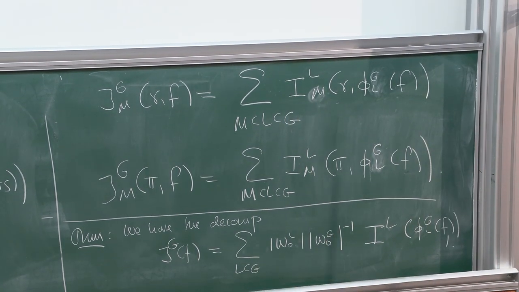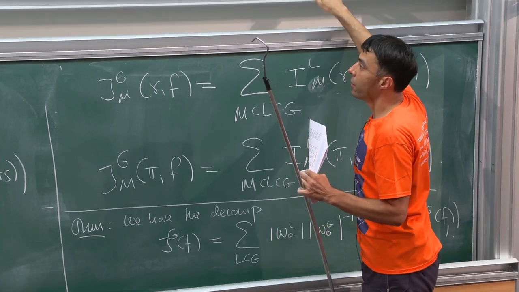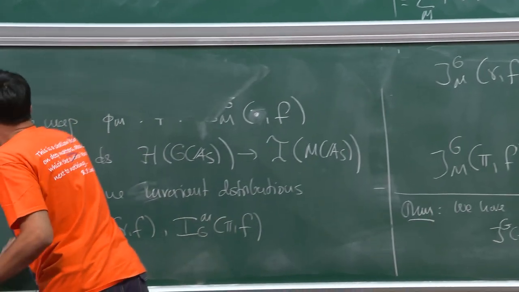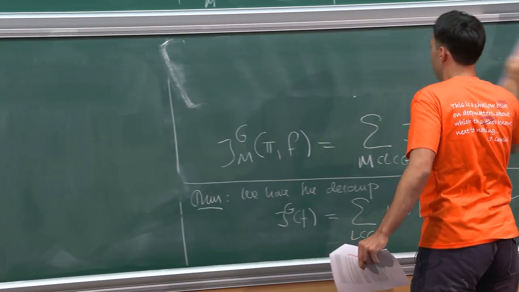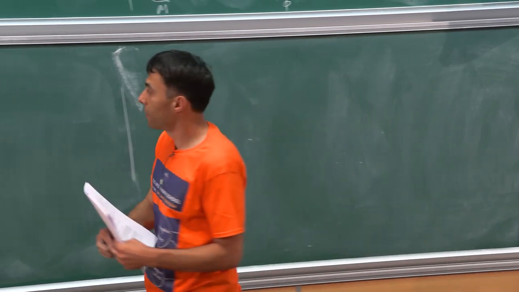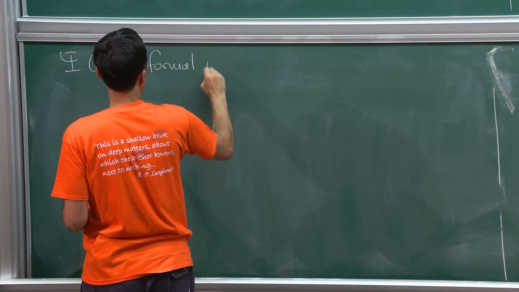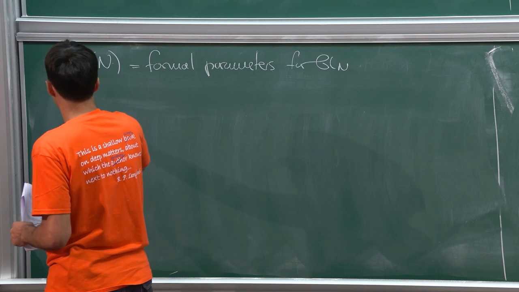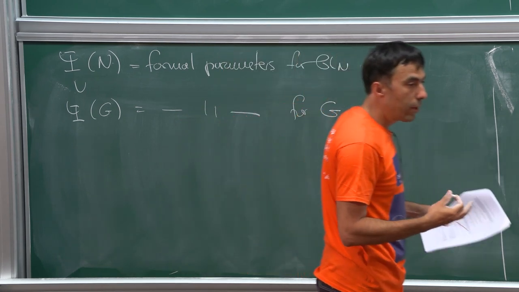Okay. So the next thing we're going to do is we're going to start decomposing the space of interest according to these formal parameters. So what we have is the space of formal parameters for GLN. And then inside of this, we have spaces of formal parameters for G. How do we single out such spaces?